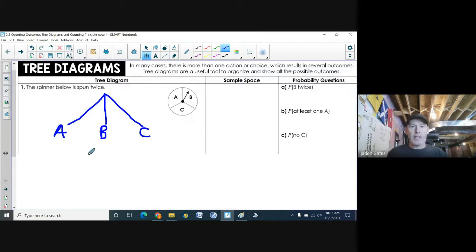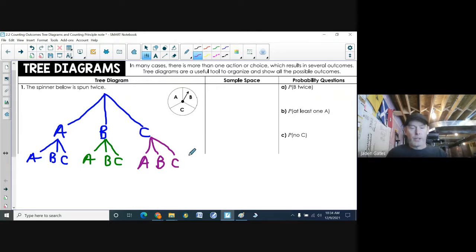But then we spin this spinner again. Now, say if I spun A the first time, well, then the second time I could get an A, a B, or a C. The same thing could happen if I got a B first. The second time I could get an A, a B, or a C. And of course, repeat. If I spun a C first, I could get an A the second time, a B the second time, or now a C the second time. So that's what a tree diagram looks like.